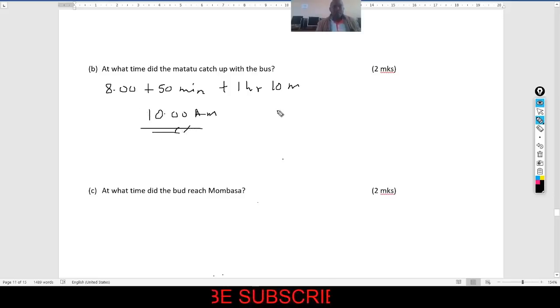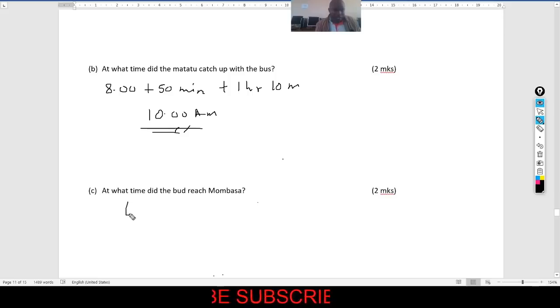That is the time. At what time? That's 10:00 a.m. That's when it caught up with the bus. At what time did the bus, not the bull, reach Mombasa? The bus, at what time did it reach Mombasa?